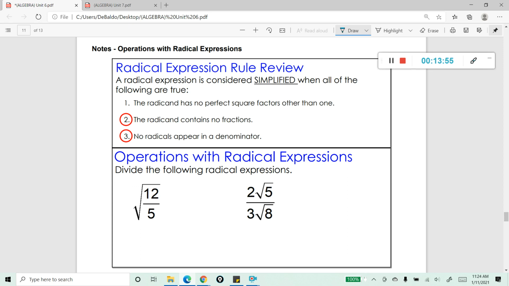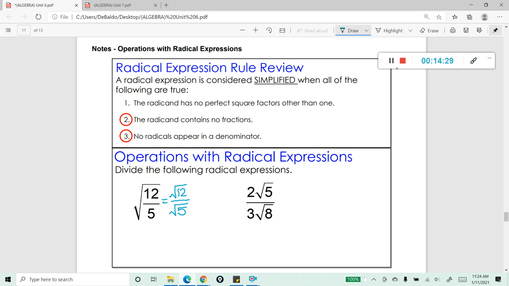So let's look at a couple problems. So it says divide the following radical expressions. And you can see that this first example, the radicand is a fraction. Do you see that? The number underneath the radical is a fraction. Cannot have that. So we can do this. We can actually break this expression into the square root of 12 over the square root of 5. You see that? By doing this procedure right here, those are equivalent statements.